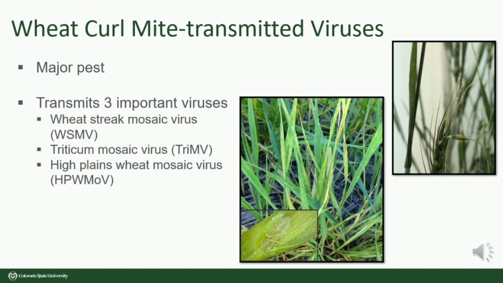This picture shows the wheat streak mosaic virus, which is the most predominant one. You can see the wheat streaks, and the mites are typically at the very base of the plant where they curl up the leaf, hence they're called wheat curl mites, and you can see these little specks.